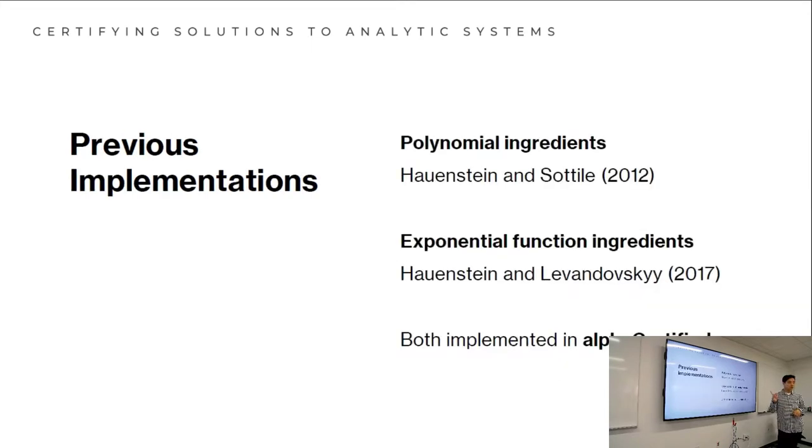Okay, so let's look at some previous works on this. When we have polynomials, then our capital F is just a polynomial system, and the algorithm for this kind of certification was implemented by Jonathan Hauenstein and Frank Sottile in 2012. When we have an exponential function, for example a trigonometric or hyperbolic function, the algorithm for certification was implemented by Jonathan Hauenstein and Victor Levandovskyy in 2017. They are both implemented in alphaCertified, so they used alpha theory to certify that.